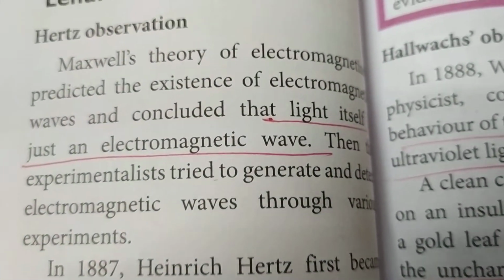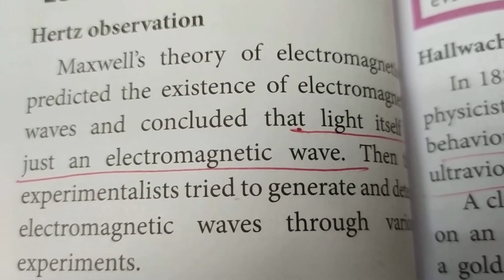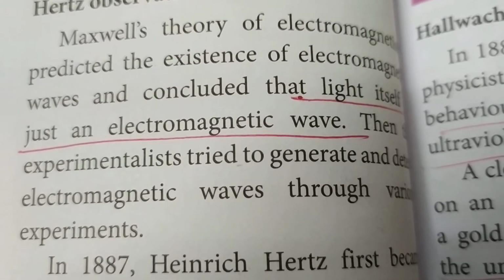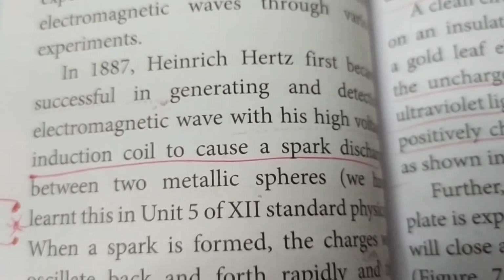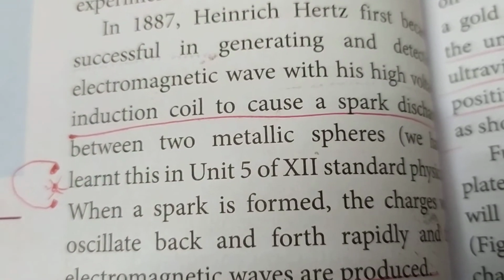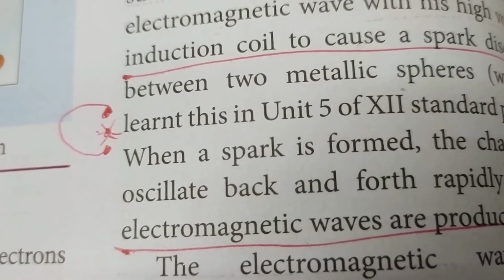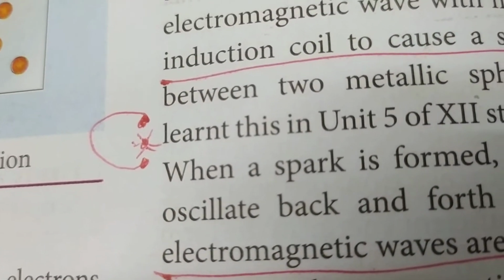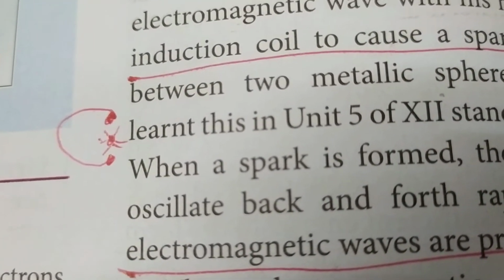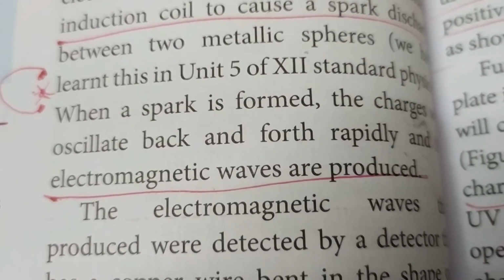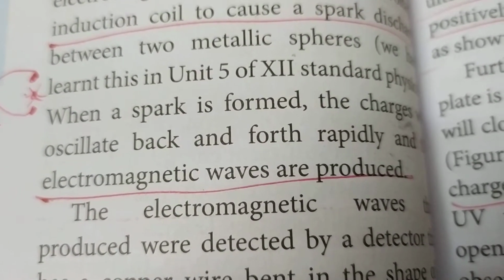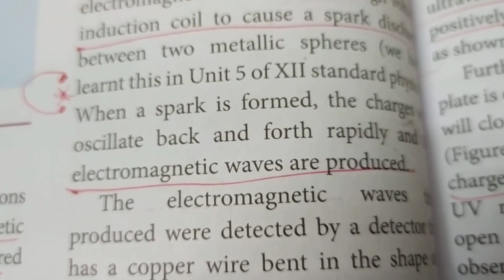And here we have already studied electromagnetic waves. Maxwell was the first one who predicted the existence of electromagnetic waves, and he concluded that light is also an electromagnetic wave. And Hertz is the first scientist who experimentally produced the electromagnetic wave, and the experiment we have seen in chapter 5. When you see the induction coil, and the red dots show the spheres, and when high voltage is applied in between the spheres, the air gets ionized, and so a spark is produced, and this spark oscillates back and forth and produces electromagnetic waves. This is called the Hertz experiment, which we studied in the 5th chapter.